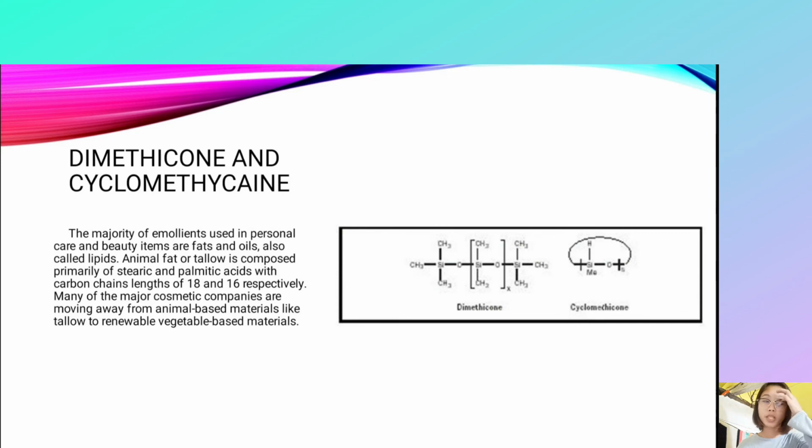Some of the key characteristics required of good emollients are good spreading properties, low toxicity, low skin irritation, and good oxidative stability. Oleic acid is a major content of olive oil, which has poor oxidative stability due to the presence of its double bond.